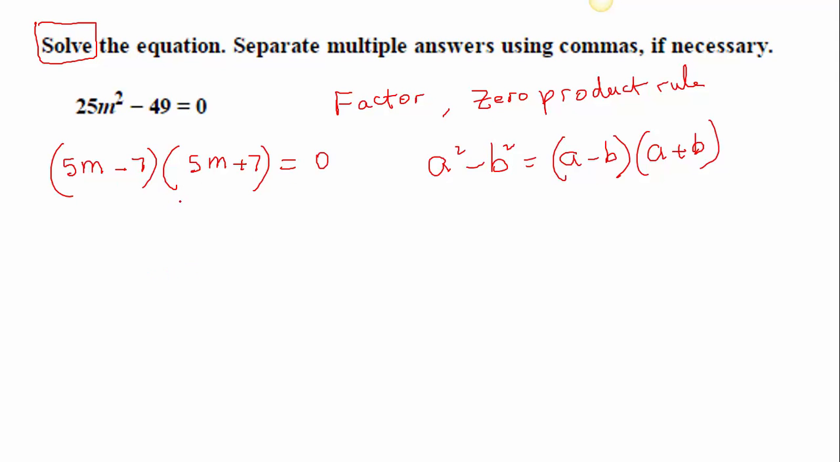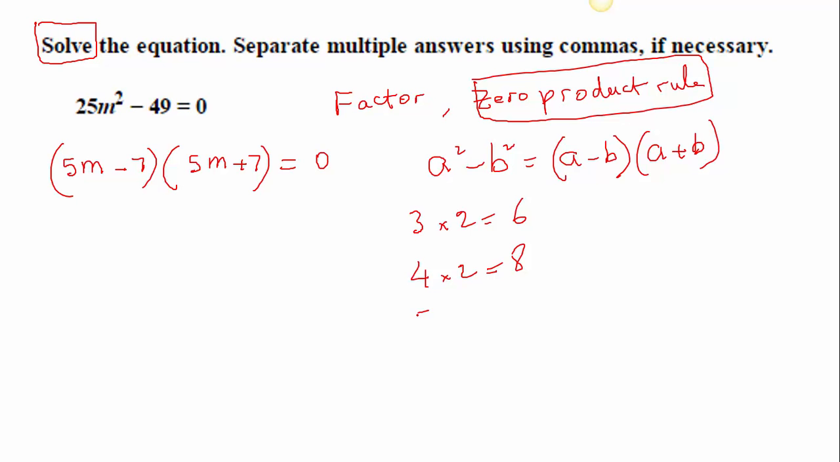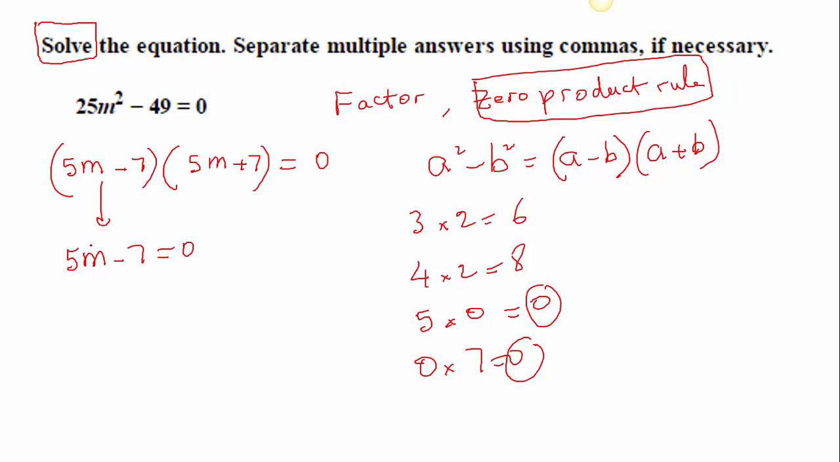Once we factor, we need to use the zero product rule. Remember what I said? The only time you're going to get a 0 is when you multiply by a 0. So 5 times 0 is 0. 0 times 7 is 0. The only time you would get a 0 is if one of the factors is 0. So here, one of the factors, we don't know which one. Let's equate each one to 0. So 5m minus 7 equals 0. Let's isolate m. First add 7 to both sides.